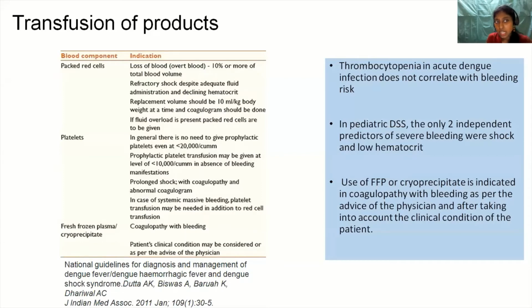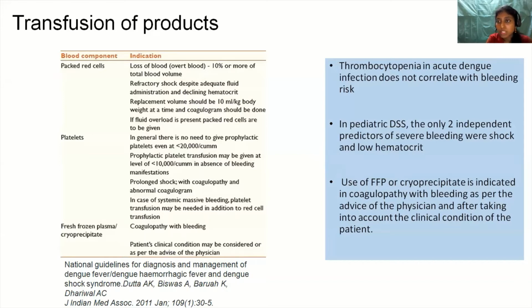Now this is a slide on the transfusion of products. Packed cells have to be given if there is loss of blood of 10% or more of the total blood volume, or if there's refractory shock despite adequate fluid administration. For platelets, there is generally no role for prophylactic platelet transfusion, even if the platelet count is less than 20,000. But you can give it if the platelet count is less than 10,000 or the patient has prolonged shock with coagulopathy. And FFP is given if there is coagulopathy with bleeding.